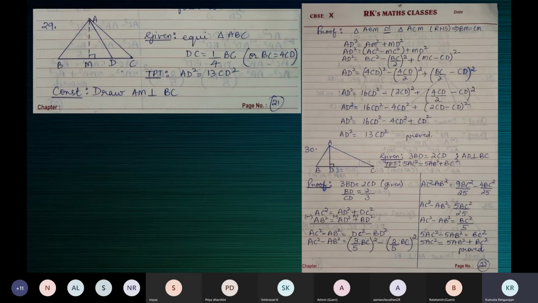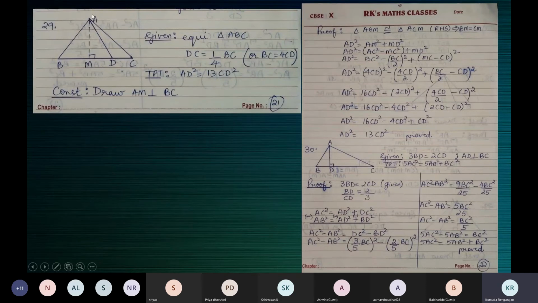So again, we need a right triangle. We draw AM perpendicular to BC. Even if the figure is not given, it's given that CD is 1/4 of BC. So even if you have to draw this figure by yourself, CD is 1/4 of BC, so D should be here. What is BM or MC? It will be half of BC.